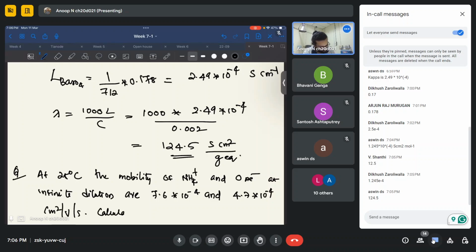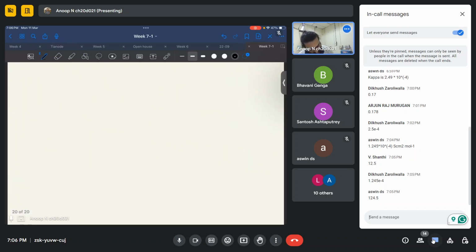Calculate the equivalent conductance of NH4 OAC and transport number of NH4 plus ions. It's a straightforward question, so we'll solve it fast. So please try to solve it.